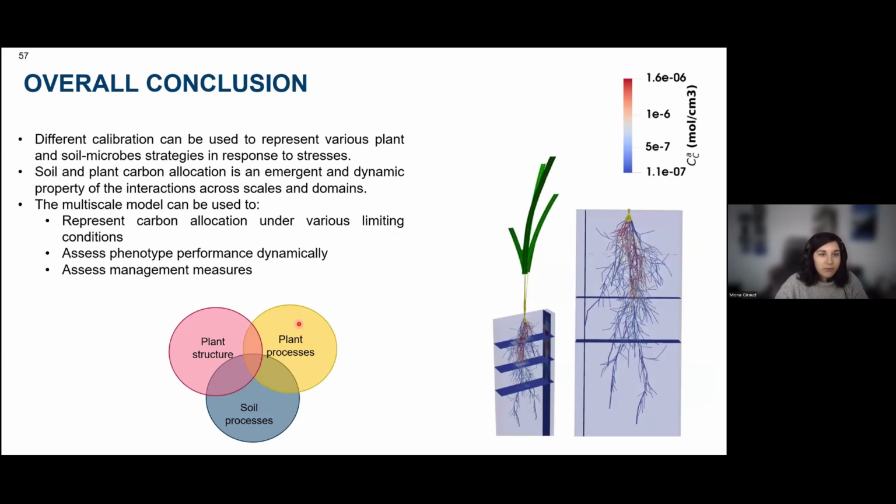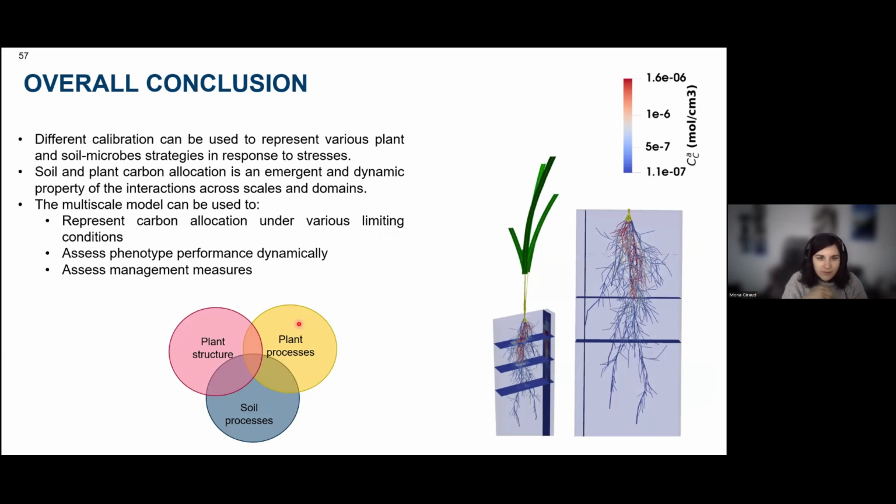And now we move on to the overall conclusion. So we saw different strategies by the plant and the microbes according to the calibration that we used, different strategies in how they responded to different stresses. And the carbon allocation was a very emergent and plastic output of the model that was dependent on the interactions across scales and domains.